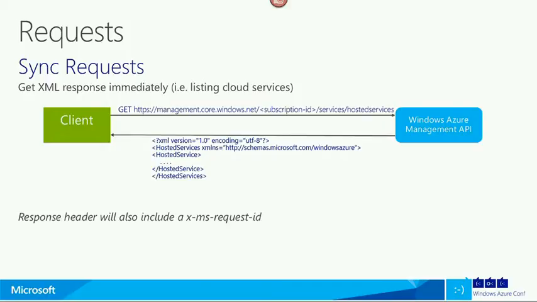For these synchronous operations, there's really nothing we need to do with this request ID. It's provided for us so that we can look at the Windows Azure operation logs in the portal and see some of the details that might be going on, if we want to correlate some of the logs together with certain actions that we're taking.